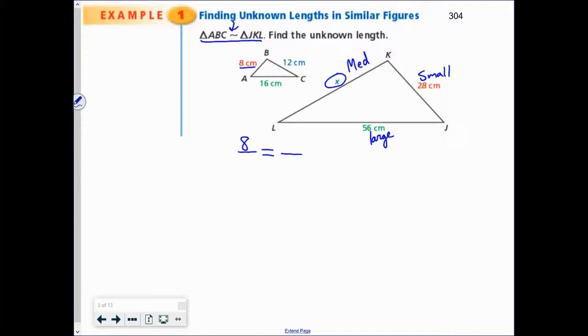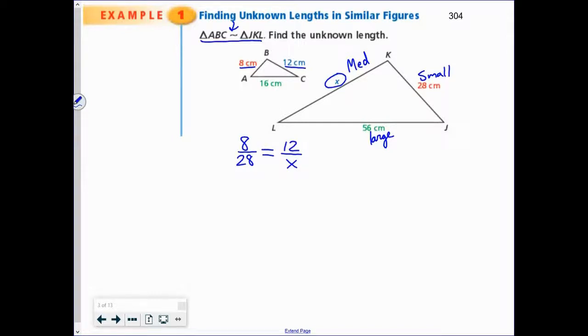So I'm going to put 8 on the top, and then I have to put the smallest of my second figure on the bottom, which is the 28. So 8, the smallest of my first figure, over 28, the smallest of my second figure. And then because I have to use the medium-sized side, I'm going to use 12, the medium-sized side, over here, and put it over X, the medium-sized side over there. Now I just have a proportion.